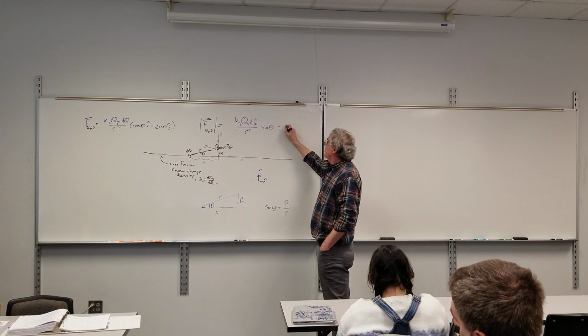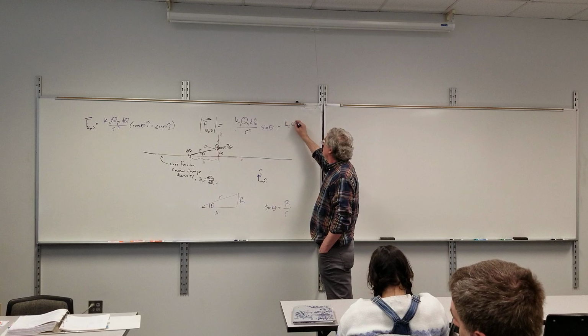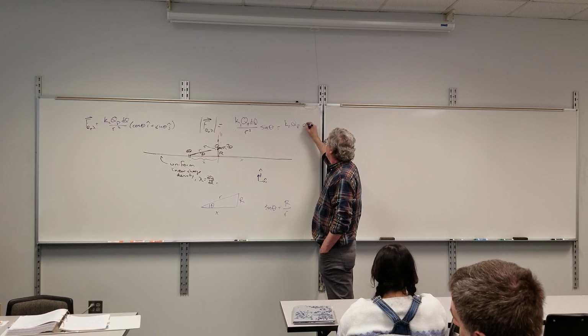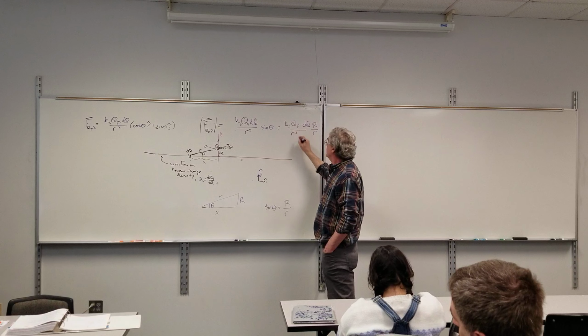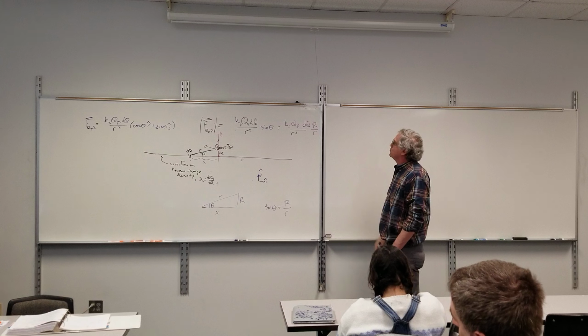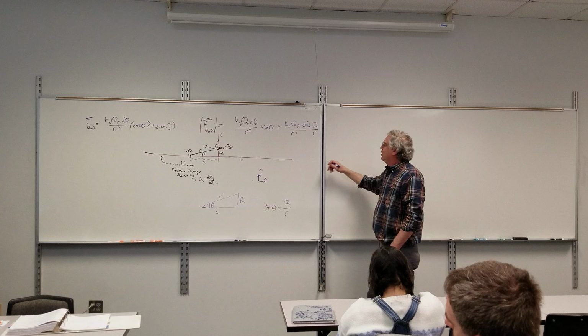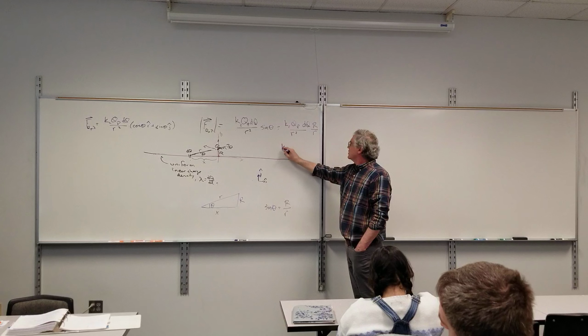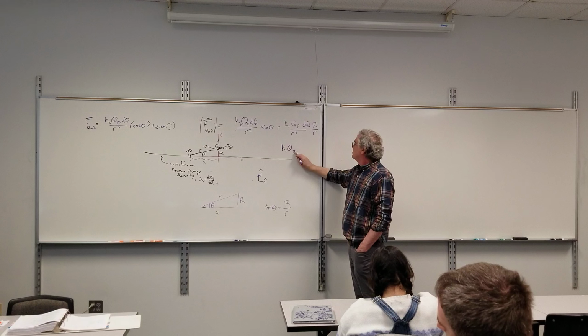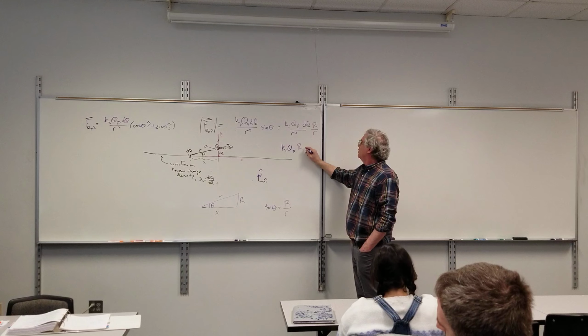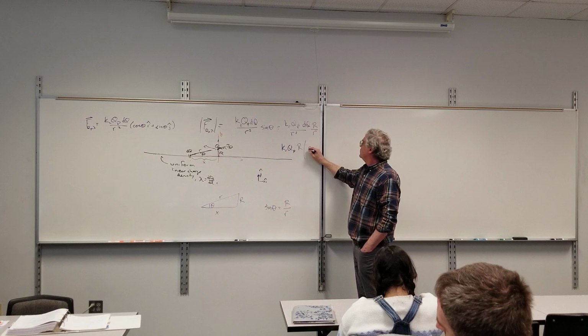So this now becomes k_C Qp dq times big R over little r, and that's over R squared. I'm gonna pull the constants out front, so that's k_C Qp, big R, and then what we're left with now is dq over r cubed.